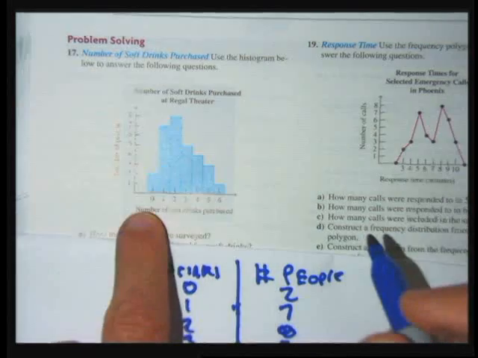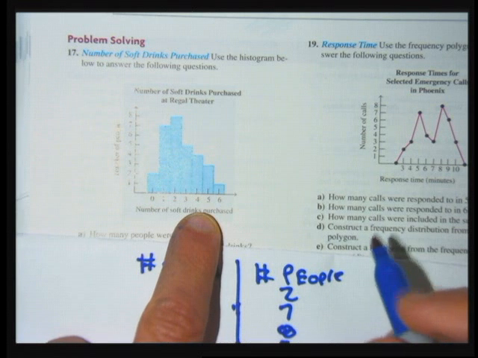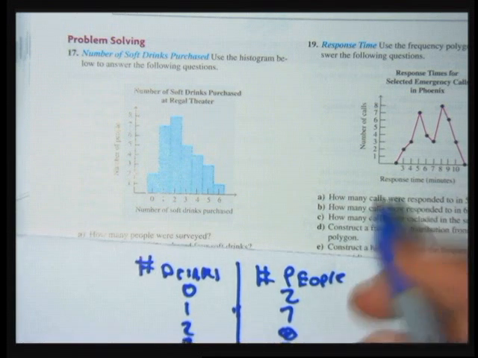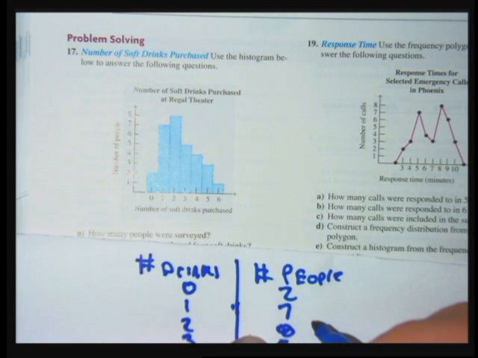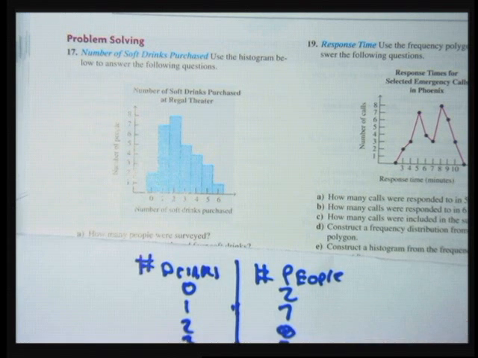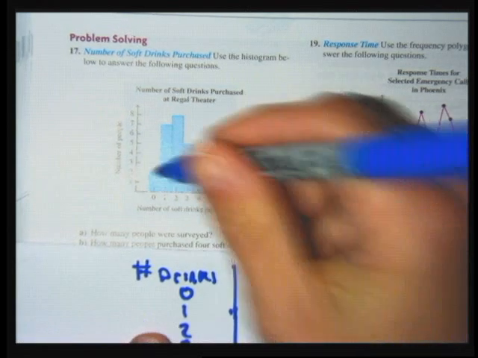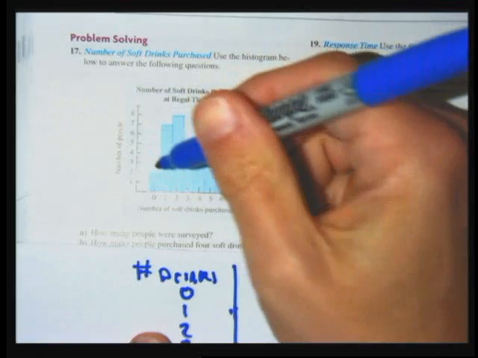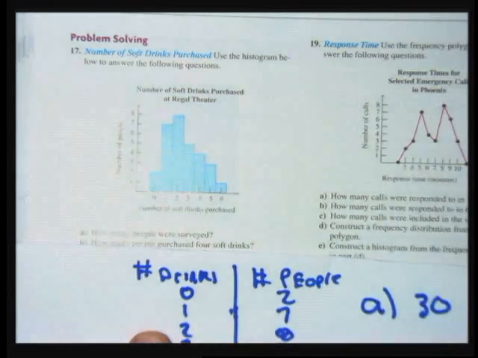For each of these bars, I found the height of the bar, because the height is the number of people that bought that many drinks. Adding up the people: 2 plus 7 is 9, plus 8 is 17, 22, 26, 29, 30. I believe 30 people. The answer to question A, how many people were surveyed, is 30 people. Each height represents the number of people that had that many drinks, and I added up all the heights to get 30.